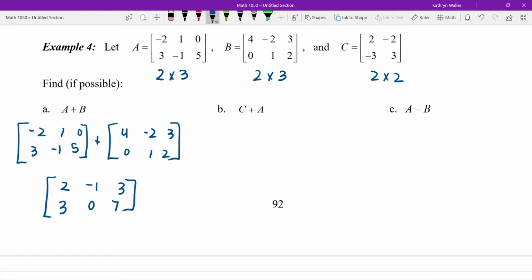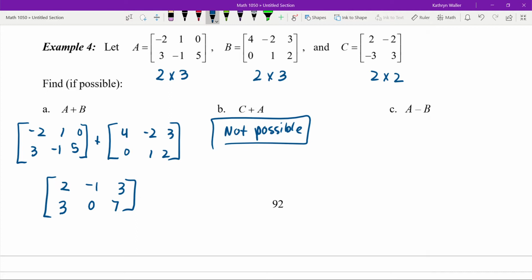Okay. Question B, add C to A. Somebody talk to me about that. Why can't you do that? They're not the same size, okay? So we're just going to write down not possible, and we're done. That's all you do, okay?